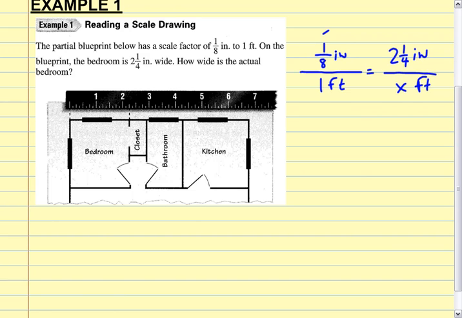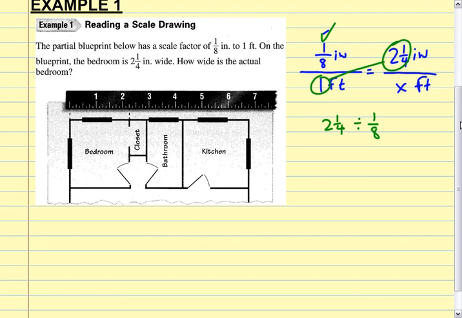Now, I know that whenever I have a proportion like this, I cross multiply. I'm going to multiply the numbers I have: 1 times 2 1/4, that's 2 1/4. And then I divide it by the number that I didn't use to multiply, so I need to divide by 1/8. This is asking us to go back and remember how to do division with fractions, and we know how to do this.